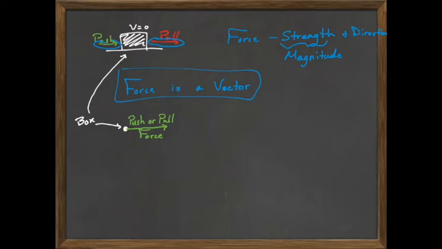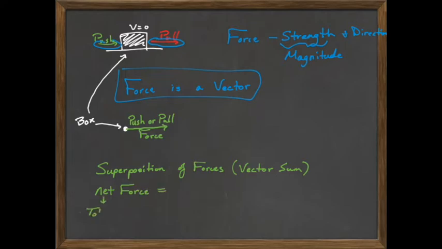Okay, now because force is a vector, there's a mathematical term we use called the superposition of forces, which is a fancy way of saying a vector sum of forces. So if I've got multiple forces acting on an object, we have this new term that we use for the forces. It's called the net force. In mathematics, the term net means total. So it's a total of all the forces acting on the object. So if I've got multiple forces, we've got, say, force 1, and then another force, say, force 2, and then another force, say, force 3, and so on.